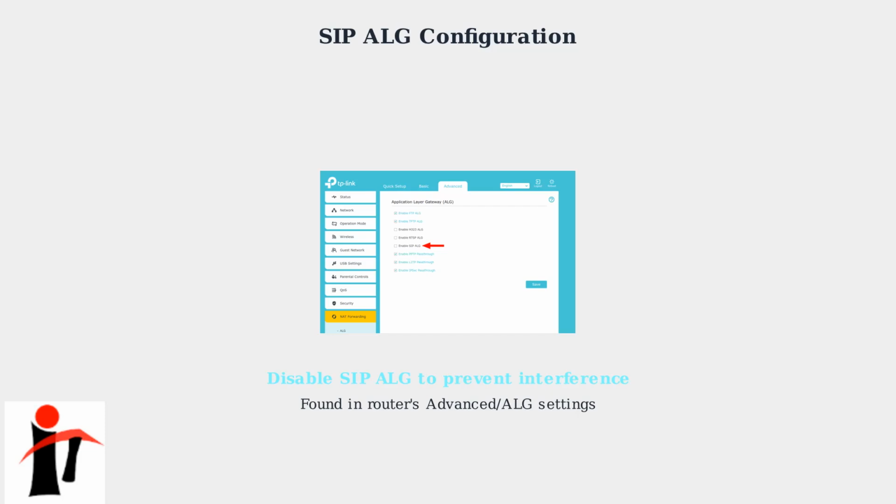Configure port forwarding if using strict firewall settings. Disable SIP ALG if available in your router settings. This application layer gateway can interfere with streaming protocols and cause connection instability.